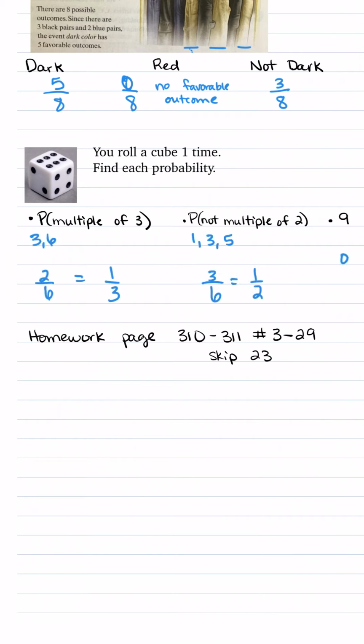Okay, so for the first one, number 3 and 6 go into our multiple of 3. So that's 2 out of 6. There's 6 sides to the dice. 2 of them are multiples of 3. So our answer is 1/3. Not a multiple of 2. So that is going to be 1, 3, and 5. There's 3 out of 6. Reduce that down. 1/2. And a multiple or the number 9 is going to be impossible. Right? There's no 9 on a dice.